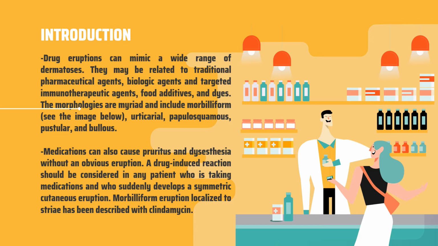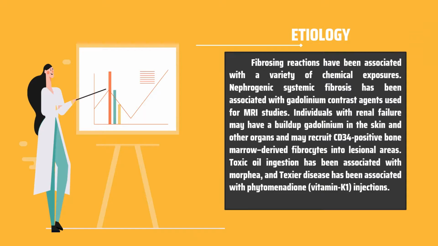A drug-induced reaction should be considered in any patient who is taking medications and who suddenly develops a symmetric cutaneous eruption. Morbilliform eruption localized to the striae has been described with clindamycin. In etiology, fibrosing reactions have been associated with a variety of chemical exposures. Nephrogenic systemic fibrosis has been associated with gadolinium contrast agents used for MRI studies. Individuals with renal failure may have a buildup of gadolinium in the skin and other organs and may recruit CD34 positive bone marrow derived fibrocytes into lesional areas. Toxic oil ingestion has been associated with morphea, and Texier disease has been associated with phytomenadione or vitamin K1 injections.